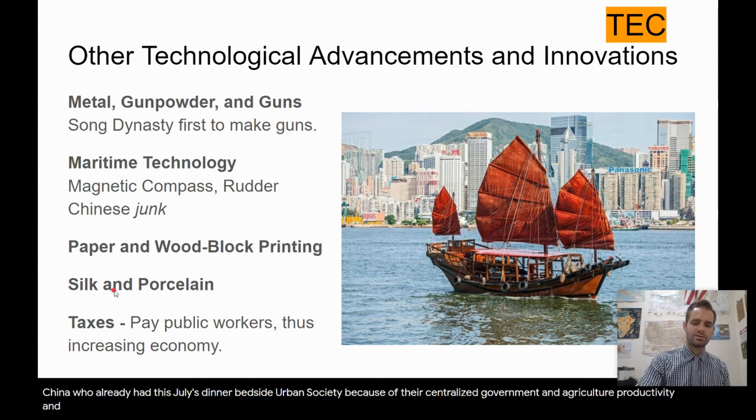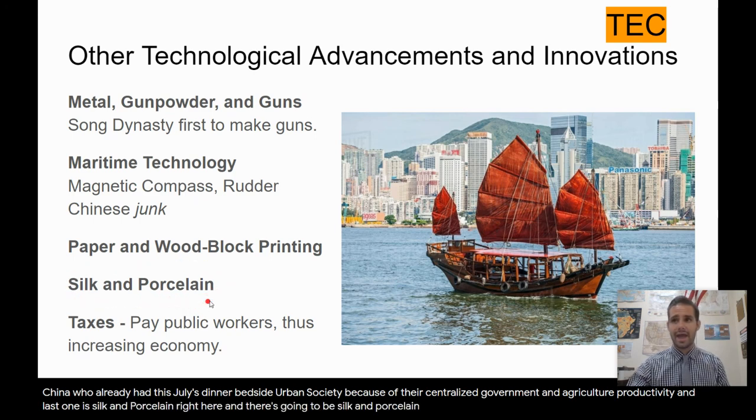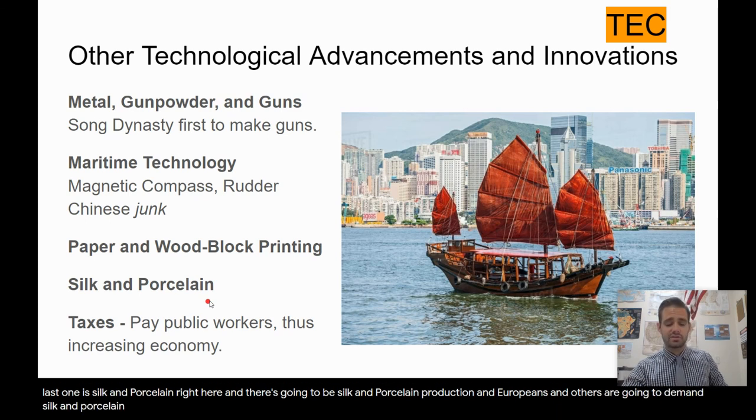And the last one is silk and porcelain right here. There's going to be silk and porcelain production, and Europeans and others are going to demand silk and porcelain because those are luxury goods and people have always demanded luxury goods.